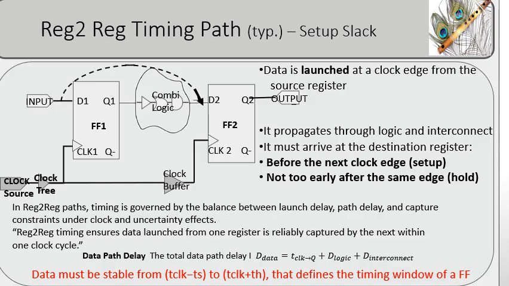Setup time is the minimum interval the data must be stable before the capturing clock edge. If the data arrives too late, a setup violation occurs and the flip-flop may latch incorrect values. Designers analyze the arrival time against the required time to calculate slack. Ensuring positive slack confirms that the setup time constraint is satisfied for reliable operation.